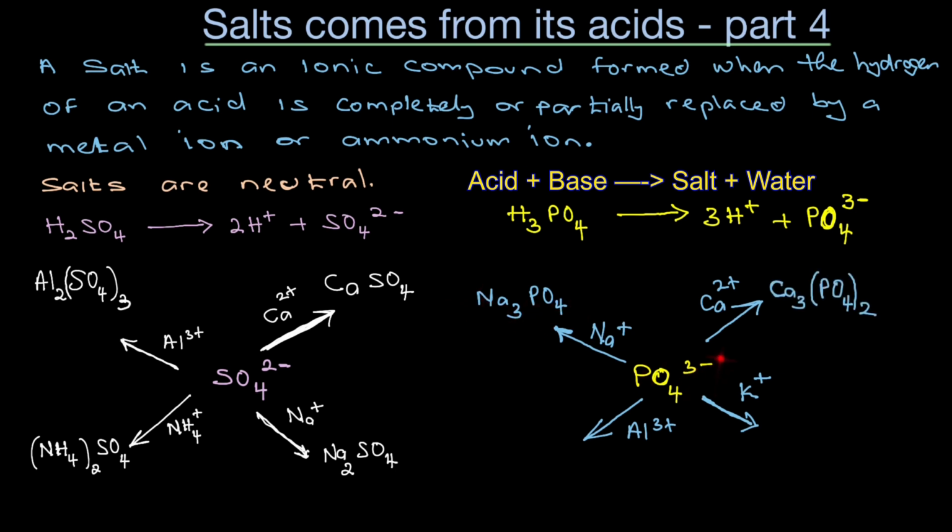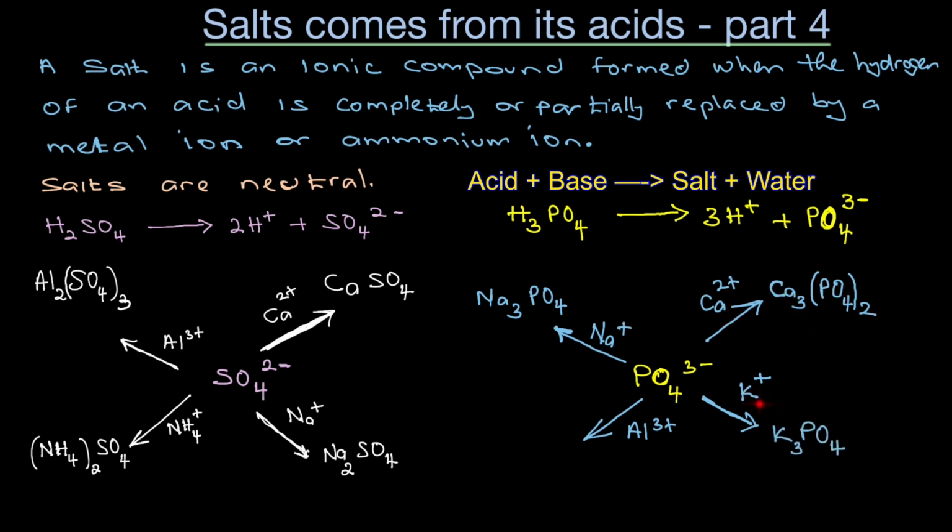Phosphate 3 minus and calcium 2 plus. Calcium is in group 2. It will lose 2 electrons to become calcium 2+. To form the compound, the 2 from calcium 2+ goes to the phosphate subscript, and the 3 from phosphate goes to the calcium subscript. So you get calcium 3, phosphate 2.